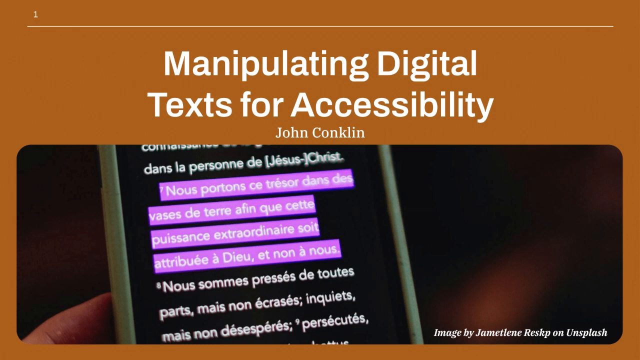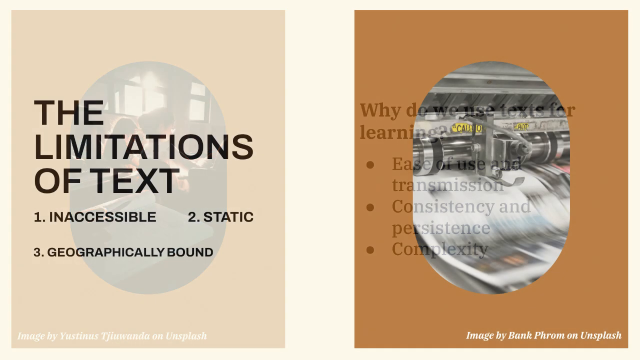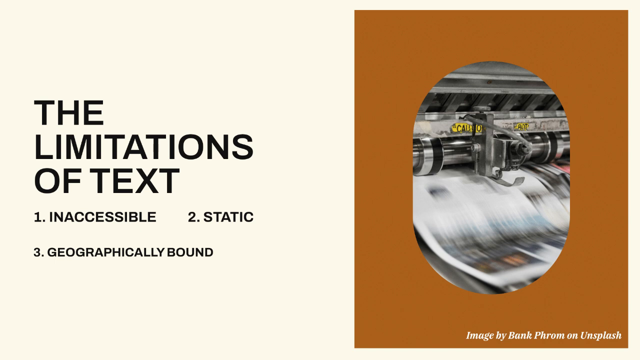Hi, I'm John Conklin, and I'm here today to talk about how digital texts can be used to make learning more accessible. Learning through text has been the standard in educational settings for a long time, and for good reason. Despite their limitations, text is easily transmissible, consistent, and persistent, and allows for the communication of complex ideas. While graphics, sometimes called visual texts, can be excellent for learning, we often keep coming back to text. However, texts have significant limitations.